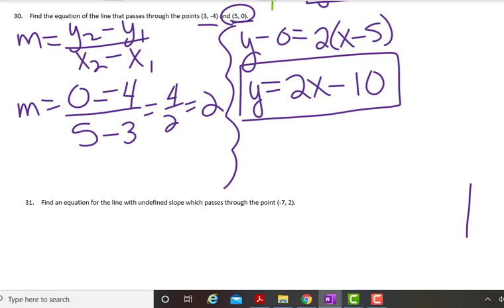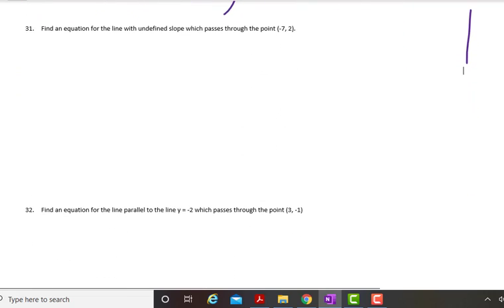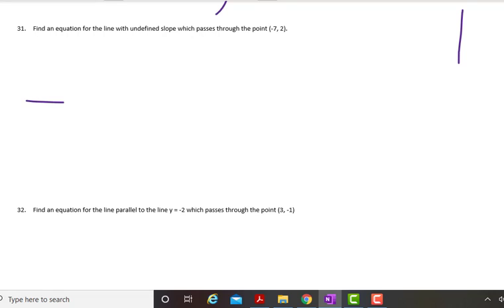Let's go on to number 31. Find an equation for the line with undefined slope which passes through the point -7, 2. All right, so let's just use a little sketch to see what we mean here. The point is at -7, 2. So -7, 2. All right, so the line goes through this green point here, right?